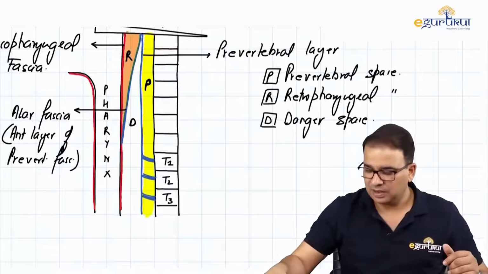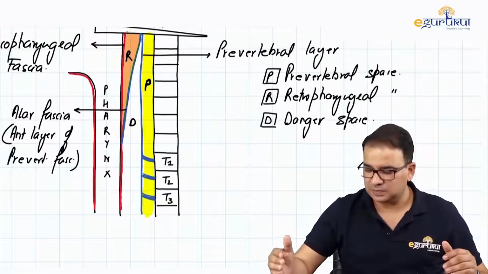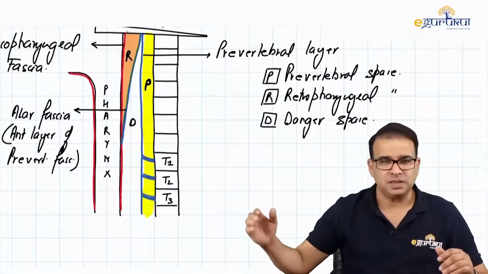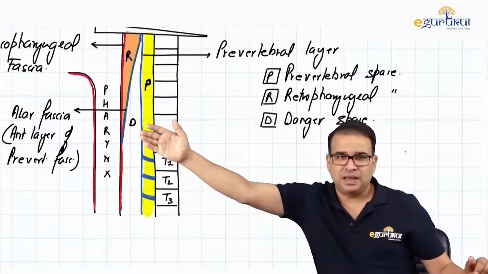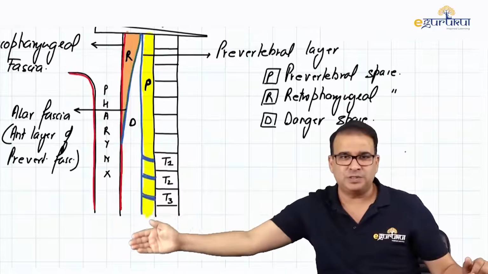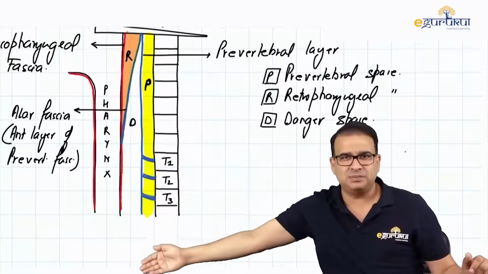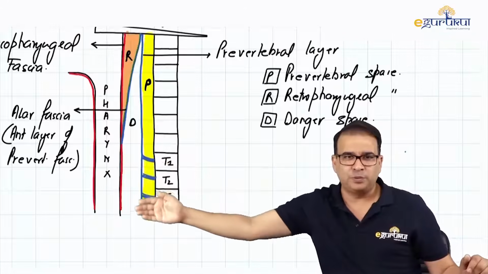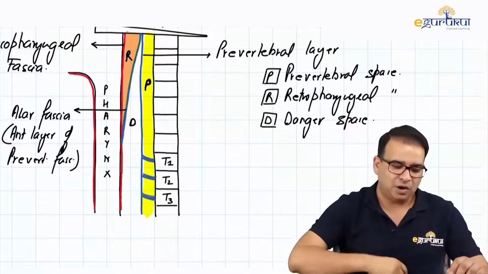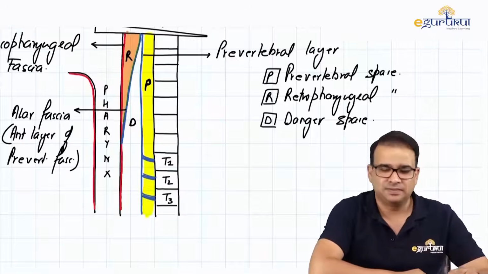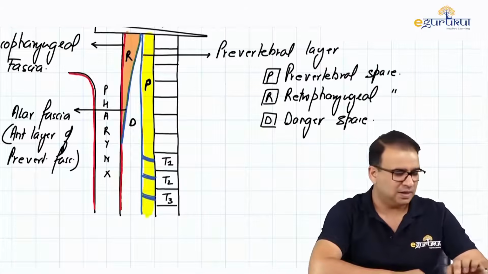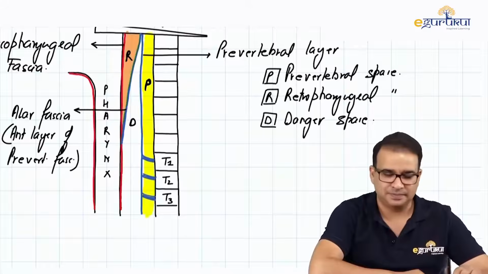I repeat again, if you're writing, the infections of the danger space can easily drop down to the posterior mediastinum. This will continue as posterior mediastinum only. They can easily drop down to the posterior mediastinum and can cause dysphagia and dyspnea.